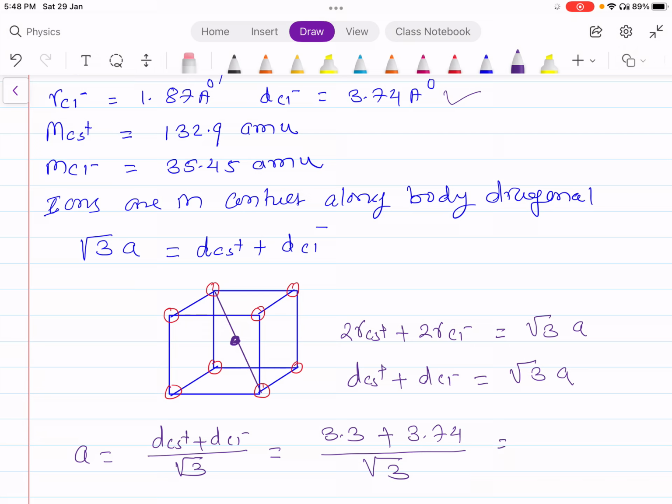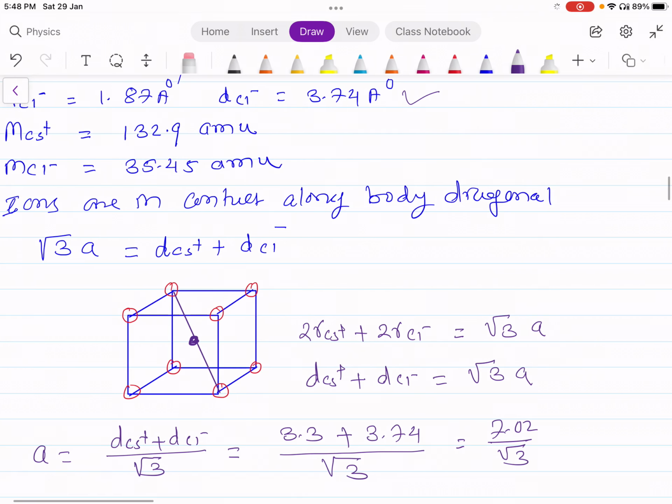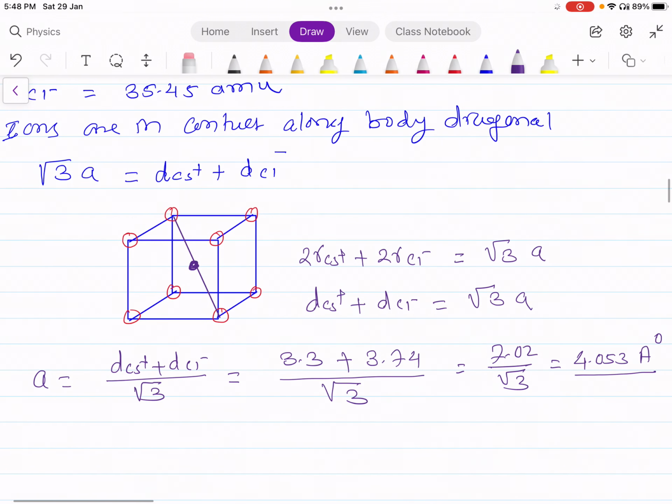So that is equal to 7.02 by root 3, which comes around 4.053, and this is in angstrom. Your diameters are in angstrom, so this is in angstrom. So we got the lattice constant a. If you know the formula for lattice constant in case of simple cubic diatomic, you can directly write this formula and solve the problem. If you don't remember, then you can draw the diagram and find out the formula for that.